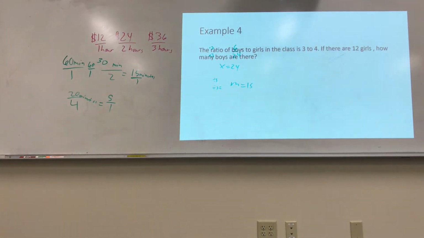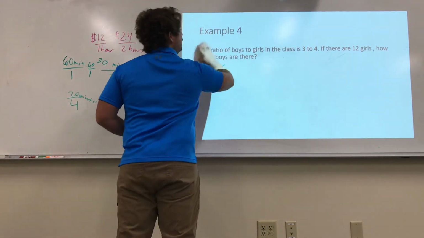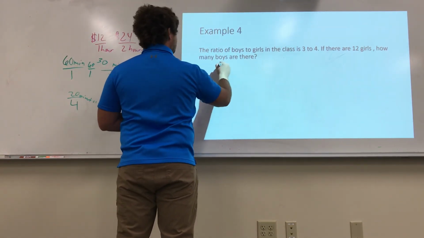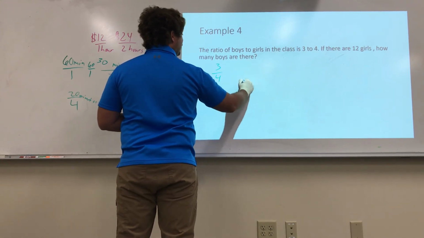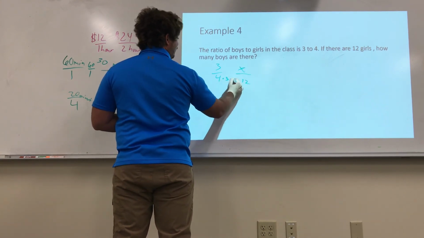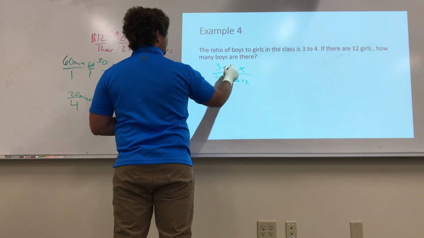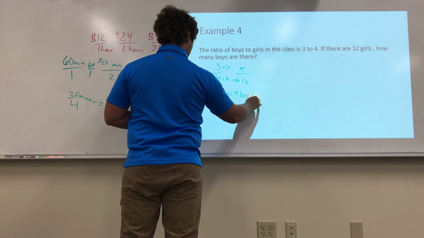The ratio of boys to girls in the class is 2 to 4. If there are 12 girls, how many boys are there? So boys to girls is 2 to 4, and there are 12 girls, girls being on the bottom. We don't know the boys. We multiplied by 3 to get here, so we multiply by 3: x equals 6, so there would be 6 boys.